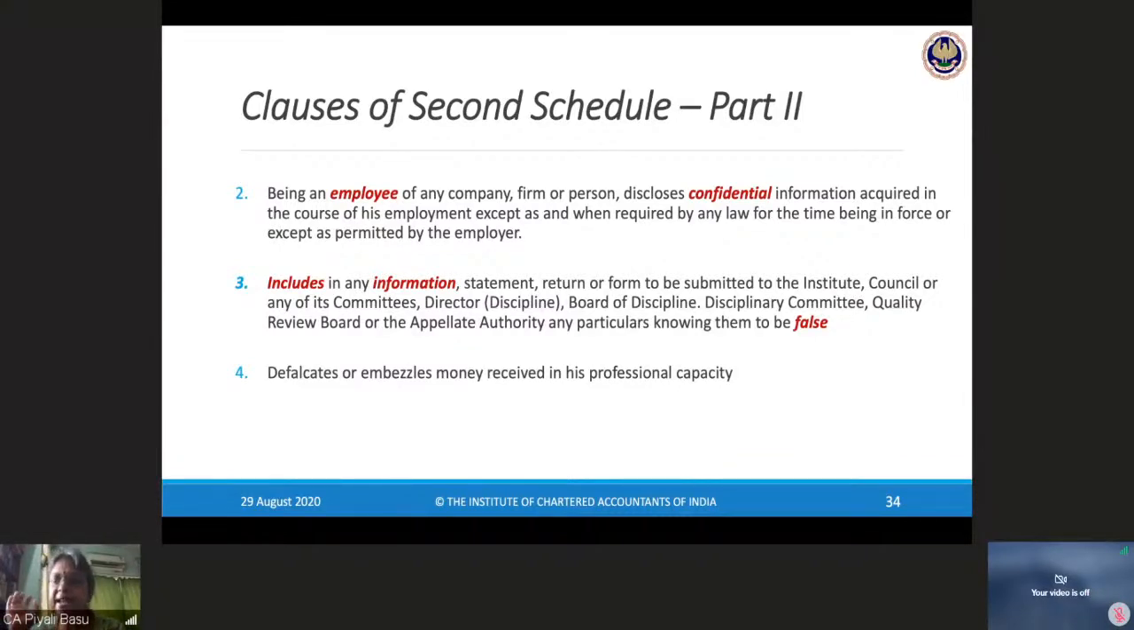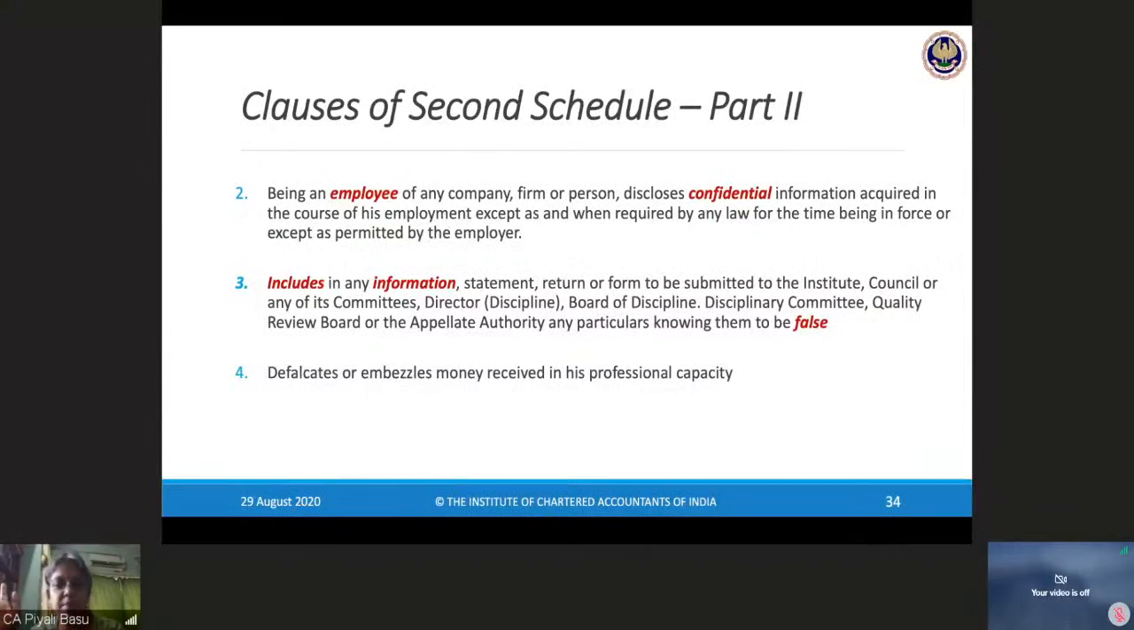It is as simple as that. These two are very simple. Part 2 is very simple, you see. So if the employee is under a non-disclosure agreement, he should not be disclosing. If he is disclosing, knowingly or unknowingly, he is guilty of misconduct under clause 2, part 2, second schedule. And if a member, in practice or in service, is required to provide information to the institute and knowingly gives false information, he is guilty of misconduct.